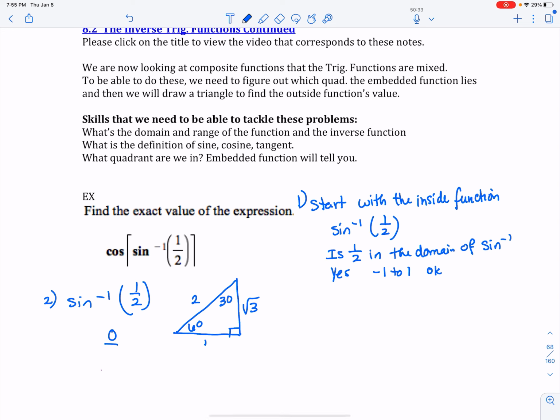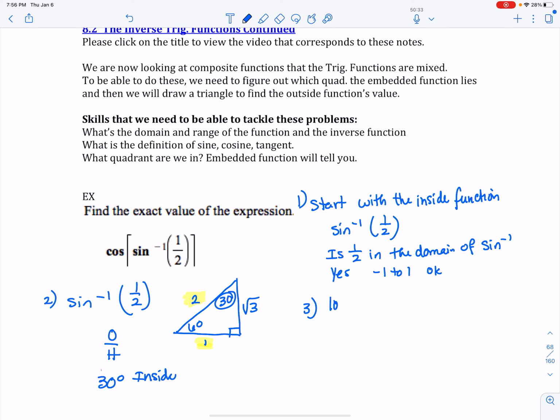Sine is defined as opposite over hypotenuse. So what I'm going to do here is highlight the sides that are 1 and 2. And now I'm going to figure out what angle will give me the correct values. Remember, I'm looking for the side opposite to be 1 and the hypotenuse to be 2. So when I look at this, it's 30 degrees because the side across from it, or opposite of it, is 1 and the hypotenuse is 2. So I've just evaluated the inside function, and I have this down to 30 degrees. So the inside function is 30 degrees.